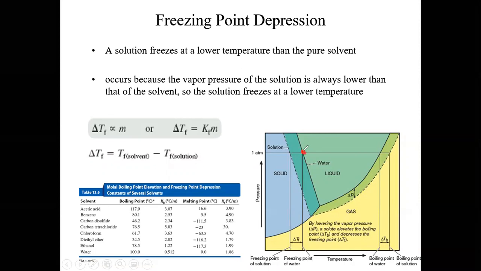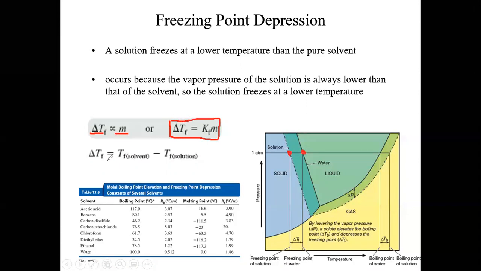And just like with boiling point elevation, as you look here, this is the normal melting point of the solvent. Now when we add a solute, you see that the normal melting point decreases, because now you have that solute and these stronger intermolecular interactions. And just like with boiling point elevation, the change in the freezing point temperature is proportional to the molality. So we use an equation similar to delta TF equals KF times molality.